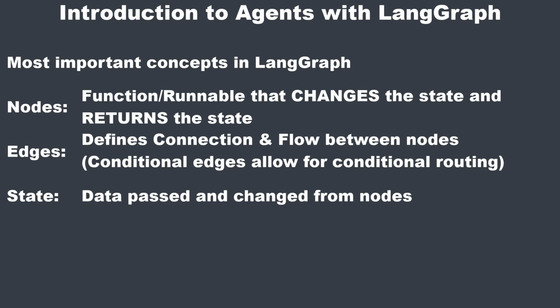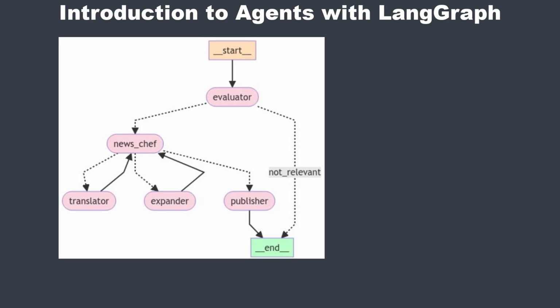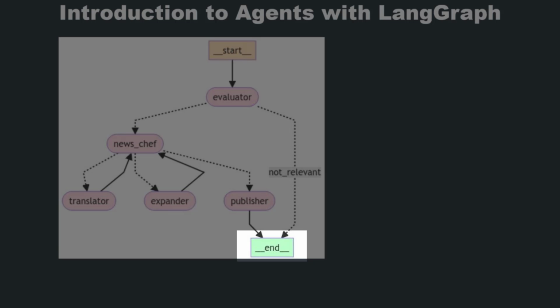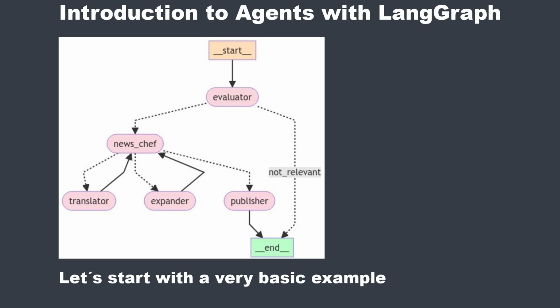At the end, you will have a structure with nodes that change the state, edges that route to the next node, and that updates the state again. You can also define a special end node to indicate that the workflow execution is complete. Okay, enough theory for now. Let's start with some very basic examples that don't even use an LLM. We will first learn the concepts through hands-on practice and then move to a more complex real-world example involving an LLM.